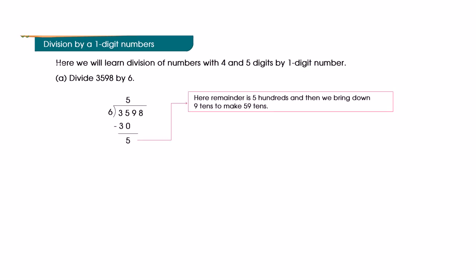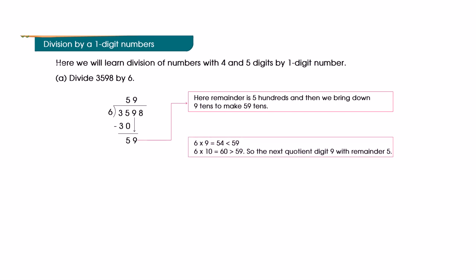Here the remainder is 5 hundreds and then we bring down 9 tens to make 59 tens. 6 into 9 is equal to 54, which is less than 59. 6 into 10 is equal to 60, which is greater than 59. So the next quotient digit is 9 with remainder 5.